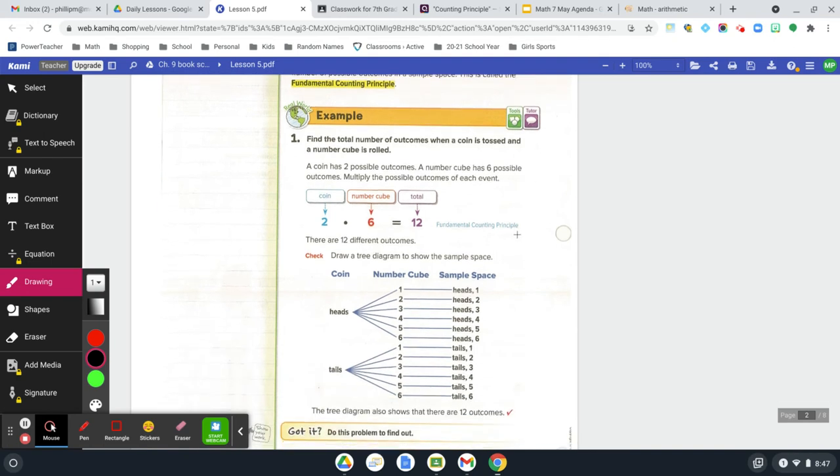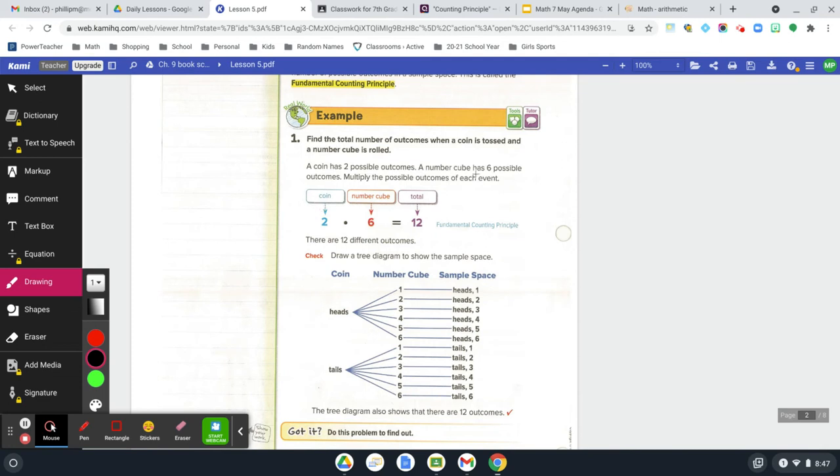You're going to see the tree diagram, and you're also going to see the counting principle. So it says find the total number of outcomes when a coin is tossed and a number cube is rolled. And so we know if we use the counting principle here that a coin has two possible outcomes, right? Heads or tails. So that's why you see two there for the coin, two outcomes.